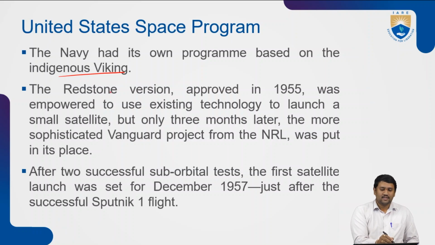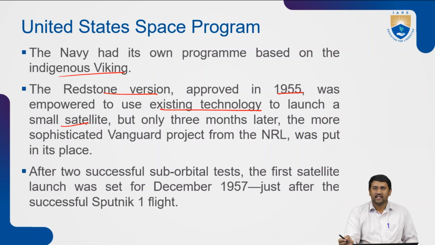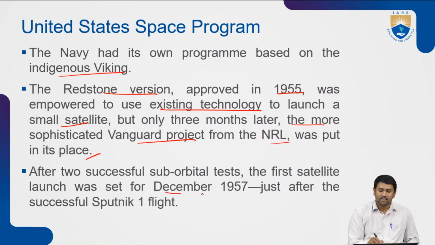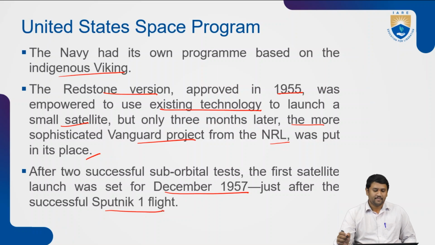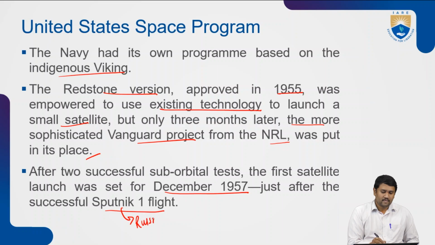Among these, the Redstone version was approved in the year 1955, which was empowered by using existing technology to launch a small satellite. But only 3 months later, the more sophisticated Vanguard project from the Naval Research Lab was put into its place. But after two successful suborbital tests, the first satellite launch was set in December of 1957, just after the successful Sputnik 1 flight. Right? Let me recap. Sputnik 1 flight is the Russian first satellite.